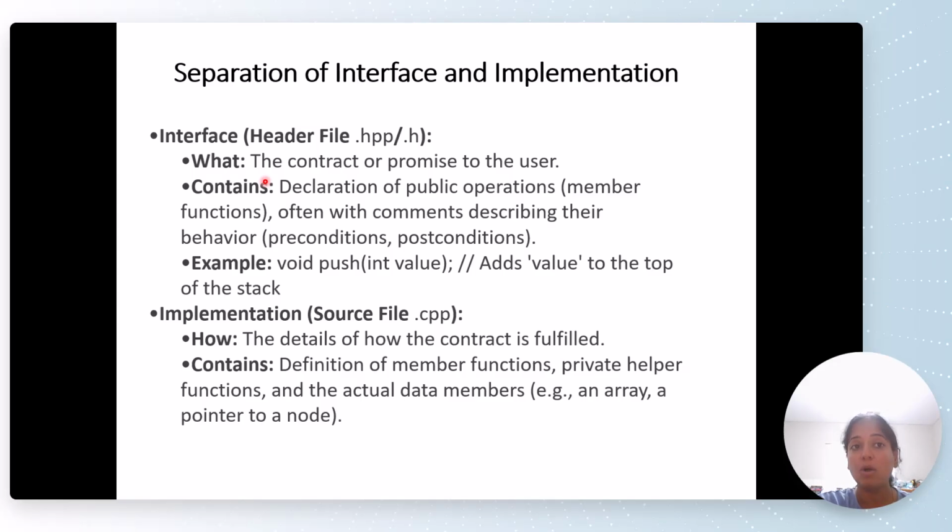So it contains all the public methods, the interfaces, the definitions of the methods which are provided, which the user can use. It consists of all the helper methods, the private methods, whereas the .h file contains all the variable declarations and the method declarations.